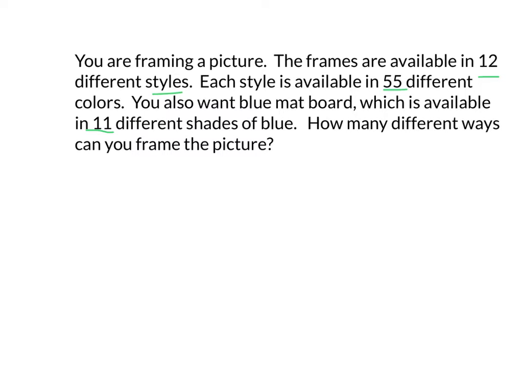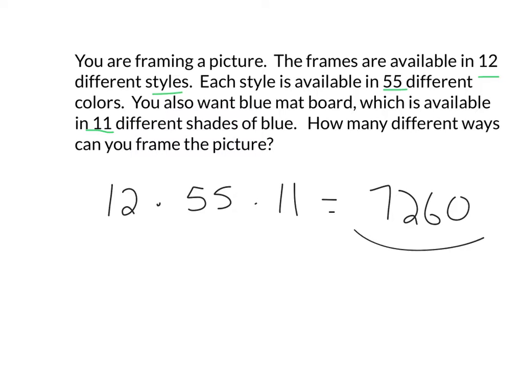Imagine doing a tree diagram when you have 55 different colors. That'd be incredible. So what we do instead is the fundamental counting principle. It just says you can multiply your outcomes. So you have 12 styles, 55 colors, and 11 shades of blue for the matte board. All you have to do is multiply those. I'm punching it in my calculator right now: 12 times 55 times 11. 7,260 different ways you could frame that picture. Craziness, who would have thought? But mainly because there's 55 different colors.